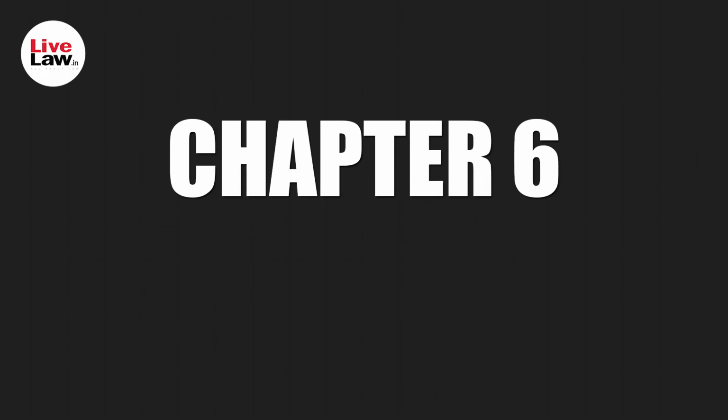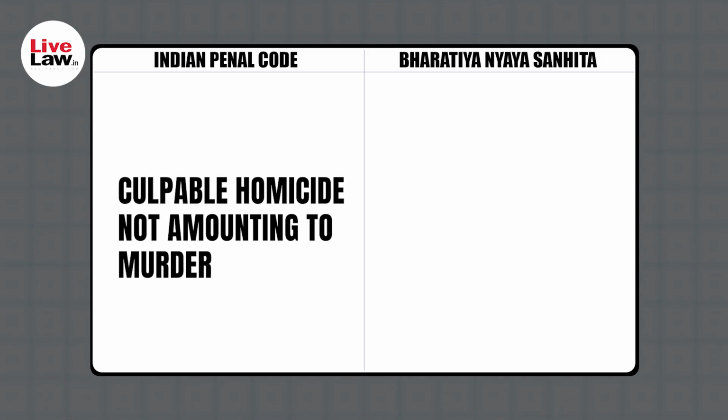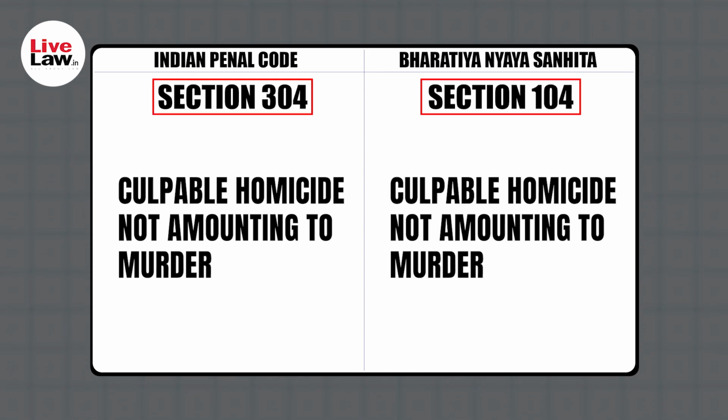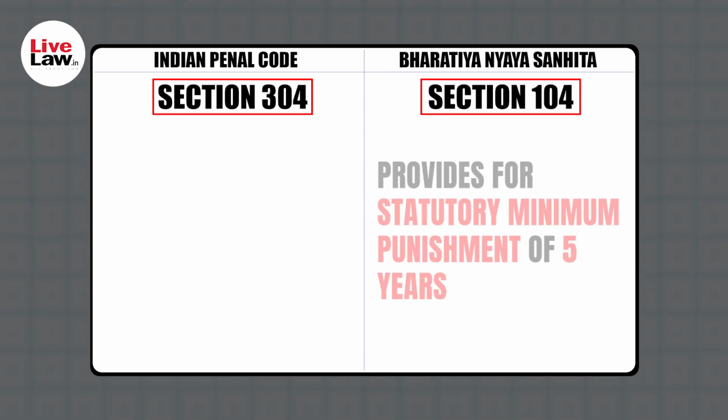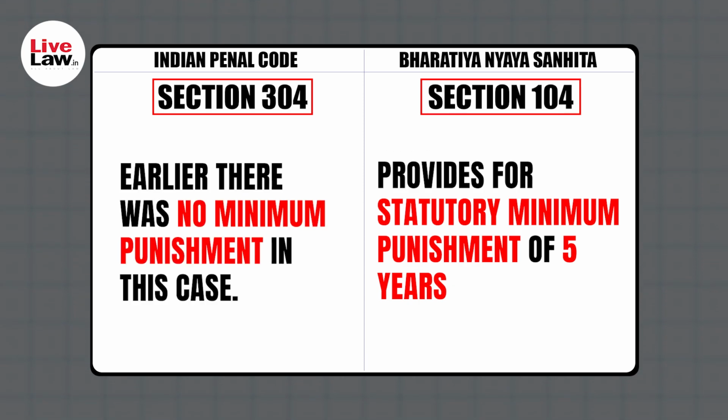Let us now consider changes in Chapter 6 of the BNS, that is, offences against the human body. Culpable homicide not amounting to murder, which was earlier Section 304 of IPC, is now Section 104 of BNS. It now provides for statutory minimum punishment of 5 years. Earlier, there was no minimum punishment under IPC in this case.